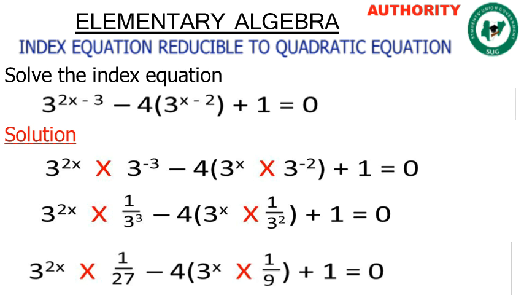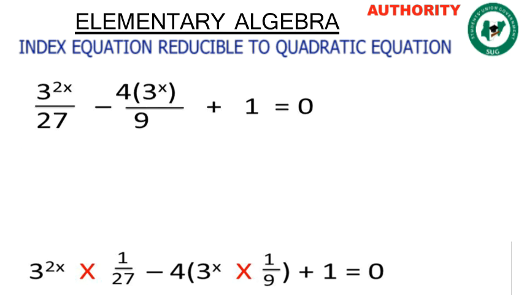Please pay attention to this level and see what we're going to do. Good. We are having 3 raised to power 2x times 1 all over 27 minus 4, open bracket, 3 raised to power x times 1 all over 9, close the bracket, plus 1 is equal to 0. Now see what we are going to do. Let's combine them all together. We're going to have 3 raised to power 2x times 1, it will give you 3 raised to power 2x all over 27. Hope you are clear on this.